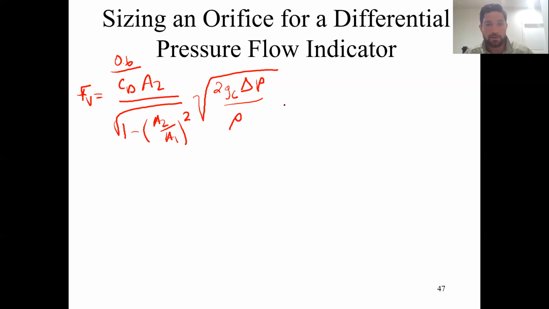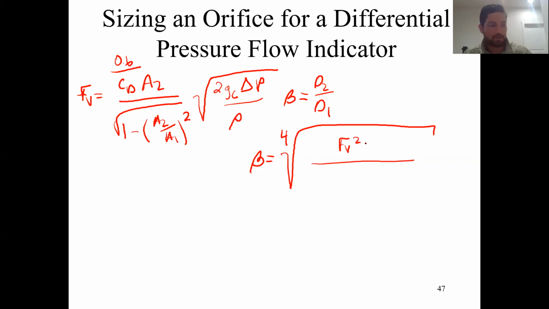Okay, so also what we know is beta equals the diameter 2 over diameter 1. So this is the diameter of the plate over the diameter of the cell. And if we rearrange this equation, and this is the only time I'm going to do it, but I'm just going to do it now, so you have it. So beta equals the 4th root of FV squared over FV squared plus 2 times CD squared times A1 squared times GC delta P over rho.